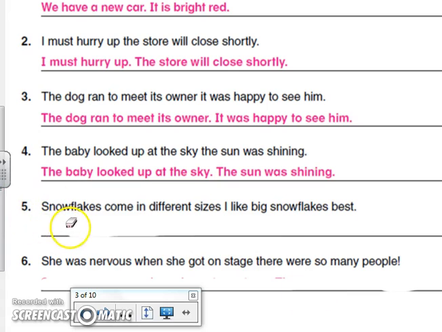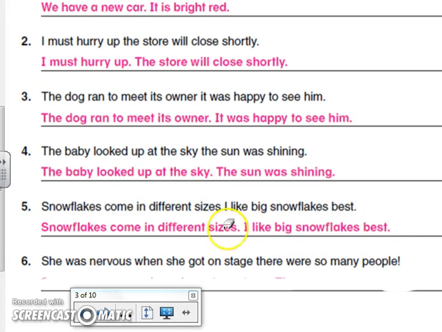Number 5, snowflakes come in different sizes. I like big snowflakes best. Snowflakes come in different sizes, period. Come is the verb. Who come? Snowflakes is the subject. Subject verb can stand on its own. I like big snowflakes best. Like is the verb. Who likes? I do. That's the subject. They can stand on their own.